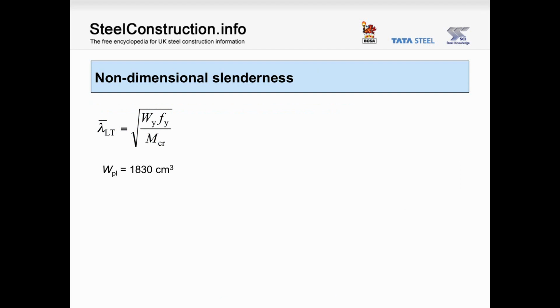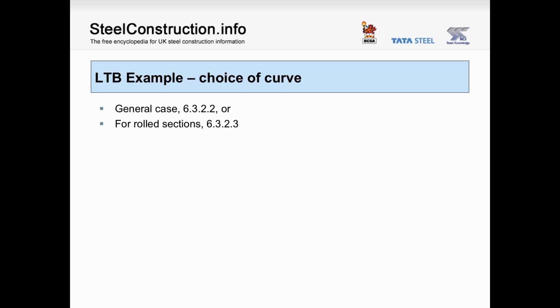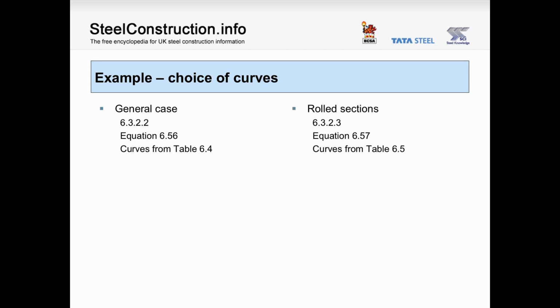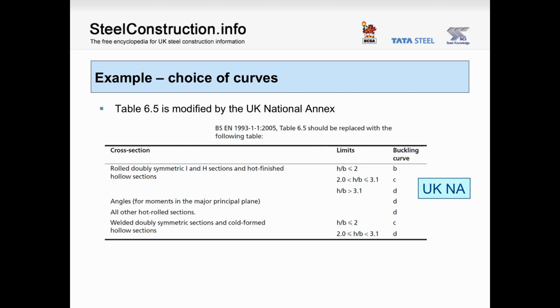Having calculated MCRIT, we can then calculate lambda bar LT. We know that we're to use the plastic modulus, so lambda bar LT is 1.3. We then need to choose a curve. We have 2 sets of curves available, the general case or a case specific for rolled sections, and I would commend that we use the case specific for rolled sections if we have a rolled section, because we will get a higher resistance. If we do choose the rolled section case, then we need to choose our curves from table 6.5, but that table has been modified by the UK National Annex.